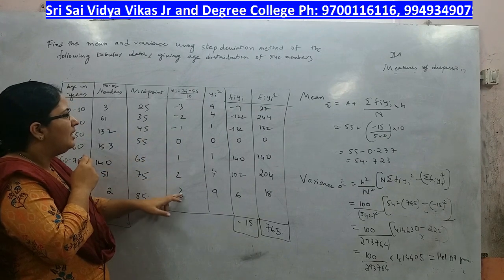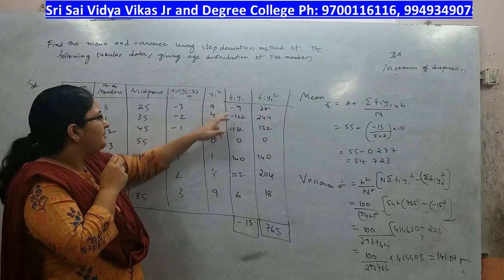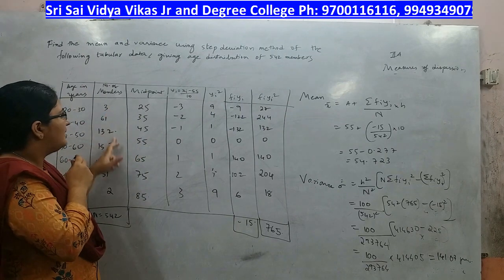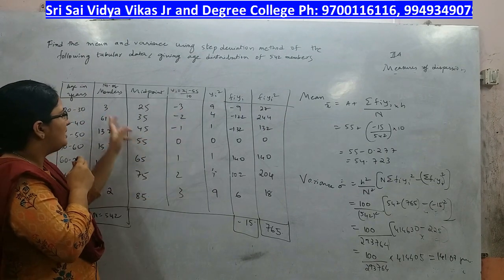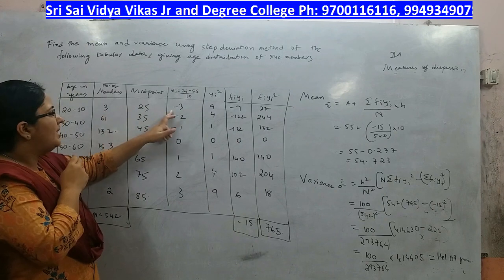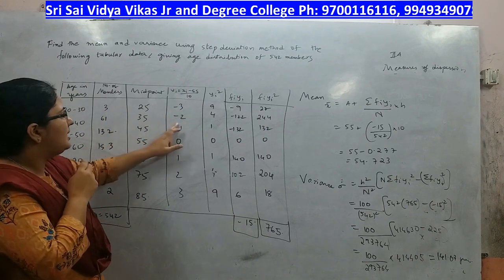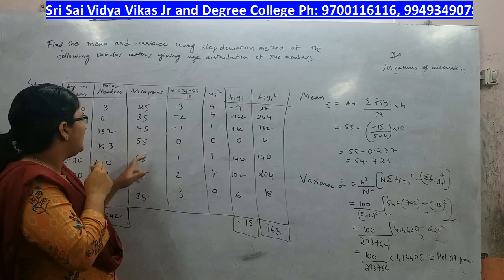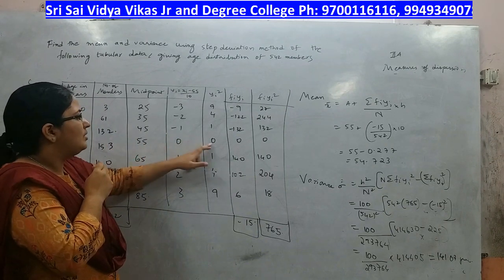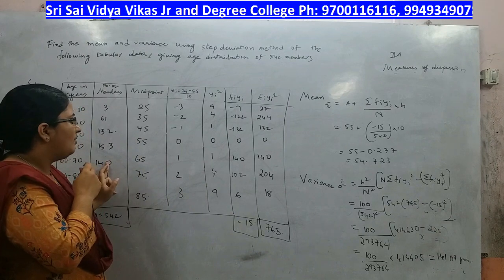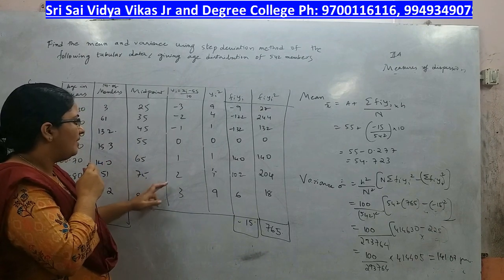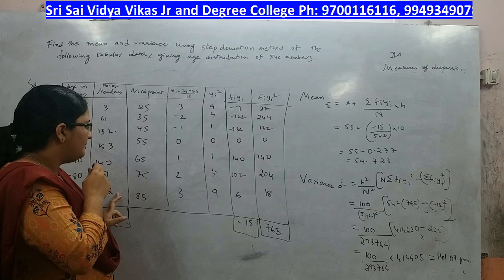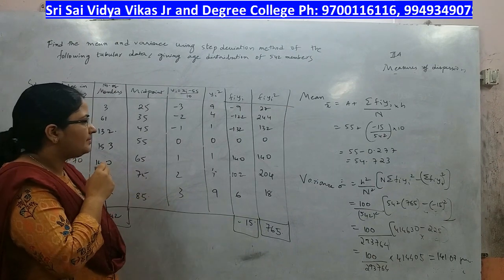9, 4, 1, 0, 1, 4, 9. Next fi yi. fi are these, yi are these. You have to multiply these two. 3 into minus 3, minus 9. 61 into minus 2, minus 122. 132 into minus 1, minus 132. 153 into 0, 0. 140 into 1, 140. 51 into 2, 102. 2 into 3, 6.